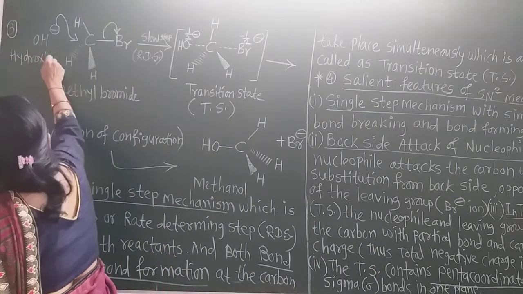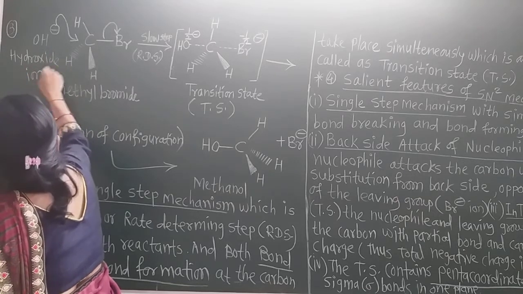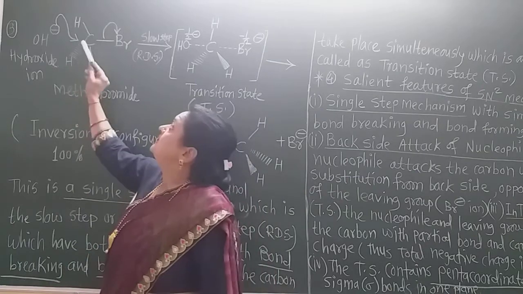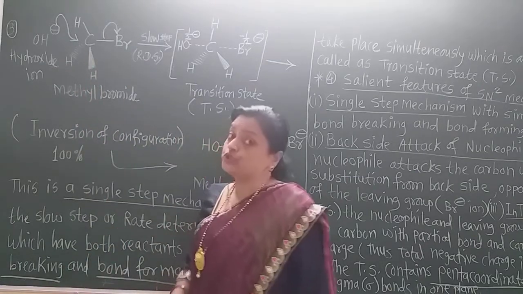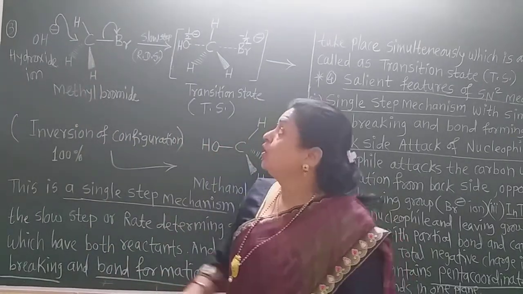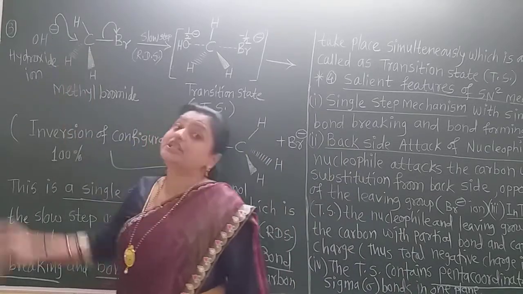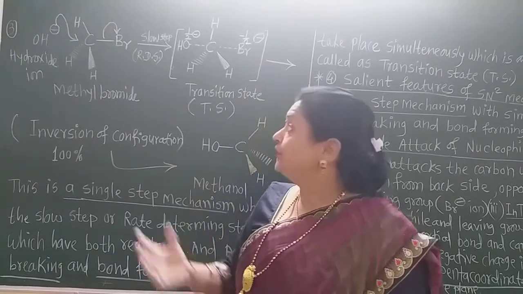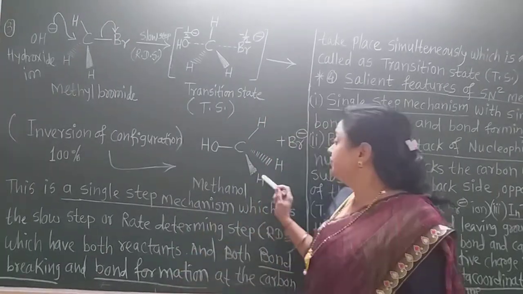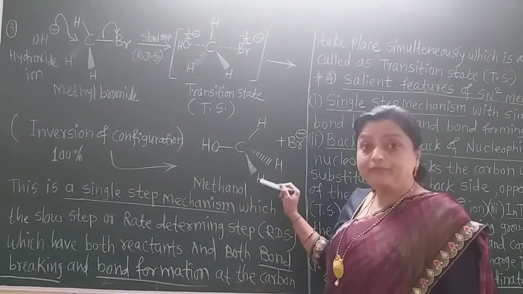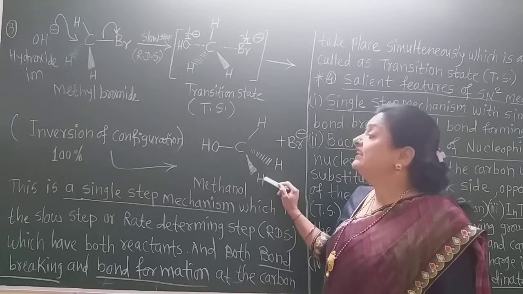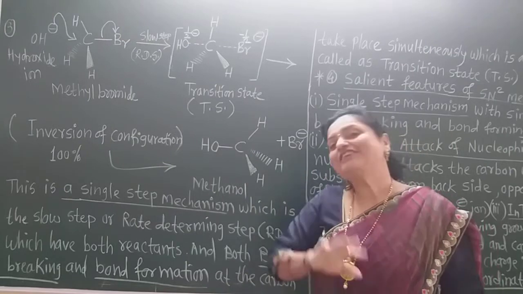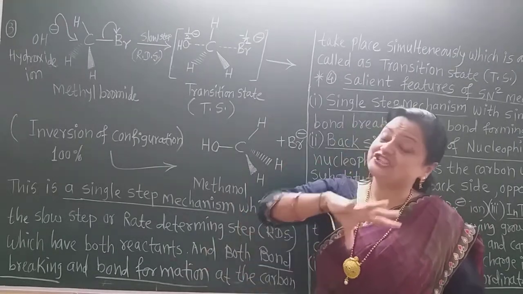Now this hydroxide ion always attacks the carbon which is going to undergo substitution from the back side. There is the back side attack. And therefore, the configuration obtained in the product, methanol, has 100% inversion of configuration. Inversion means that it is just inverted.